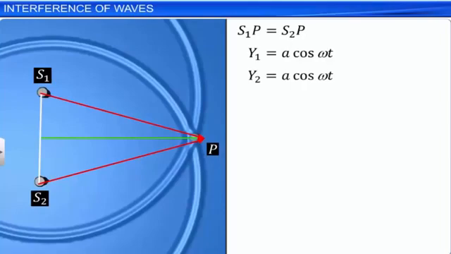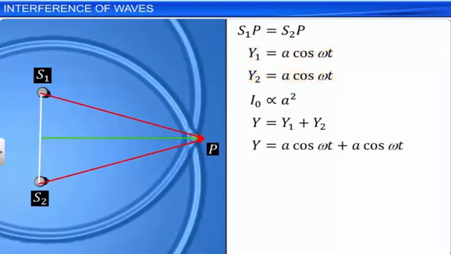We know that the intensity of a wave is proportional to the square of its amplitude. Therefore, if I0 is the intensity produced by each of the sources, then I0 is proportional to a squared. The resultant displacement at P, y = y1 + y2. On substituting the values of y1 and y2, we get y = 2a cos omega t.